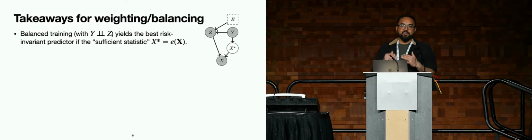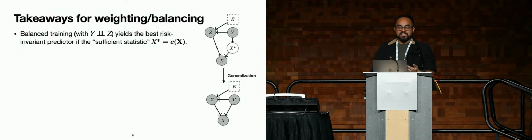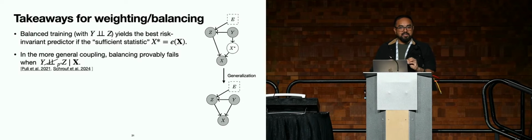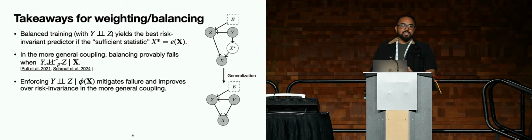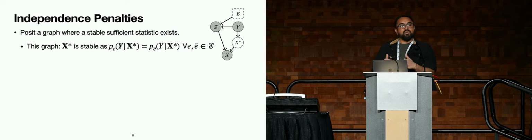This balanced training, where you break the relationship between the label and the nuisance, does yield the best risk invariant predictor. But if you generalize this to a coupling where you cannot extract the X star from X, then balancing is provably problematic. Enforcing the conditional independence with a representation mitigates this problem if you can solve the objective. All right, so that's one way you can build OOD generalization in this graph.